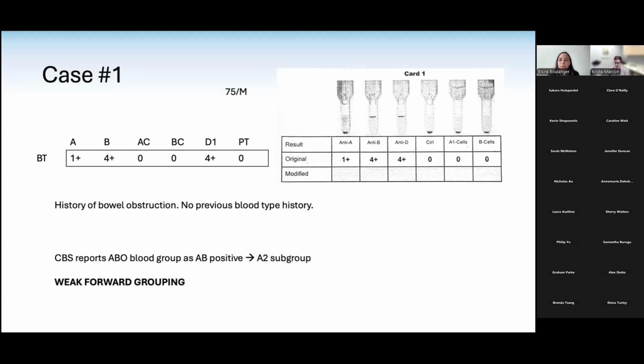The most common finding is a lack of reaction with the reverse type. But in this very interesting case, we can see that there's a very mild agglutination in the white and black picture. As this patient is an A2 subgroup, the reaction was not very strong. So this is an AB patient, AB positive, or more specifically, A2B positive. This was another clue: not having any reverse reaction with the A1 cells and the B cells.